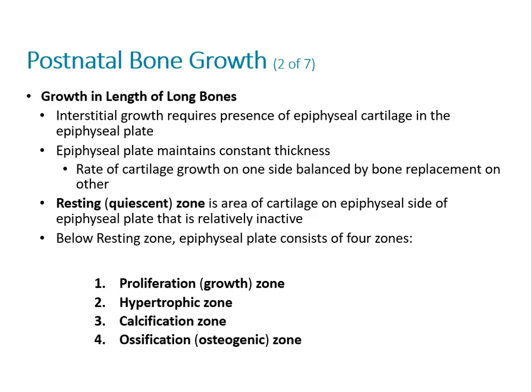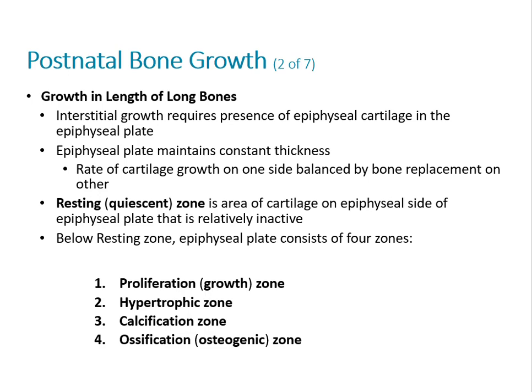So let's look at the growth and length of long bones. Interstitial growth requires epiphyseal cartilage. That requires cartilage in the location of the epiphyseal plate. And that generally maintains kind of a constant thickness while you continue to grow. The rate of cartilage growth on one side is balanced by usually bone replacement on the other. So any growth is then generally calcified. There is a resting zone or an area of cartilage on the epiphyseal side of the epiphyseal plate that is relatively inactive.